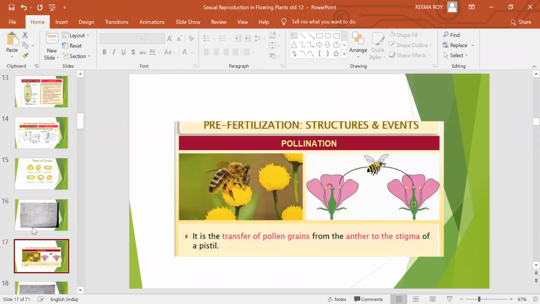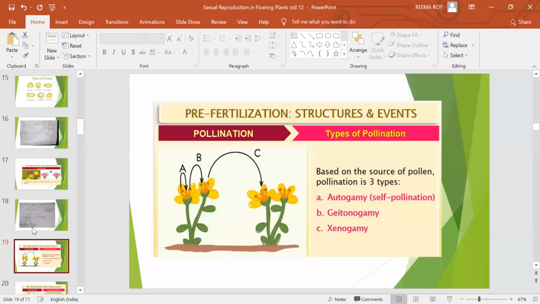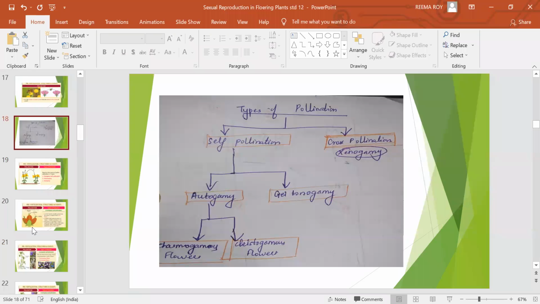Next we discuss about pollination. See, एक flower से दूसरे flower में how it germinates. It can germinate either by wind, water, or through insects or birds. ठीक है, transfer of pollen grains from anther to stigma of a pistil. It can occur through what? Through wind, water, or through biotic agents.